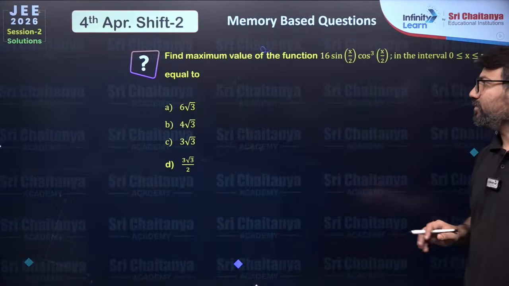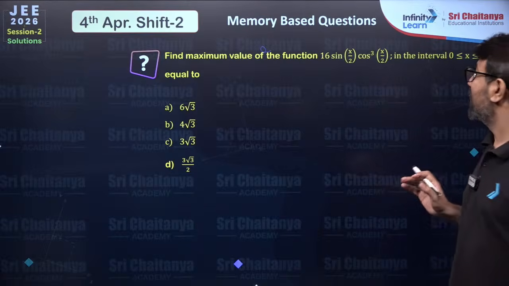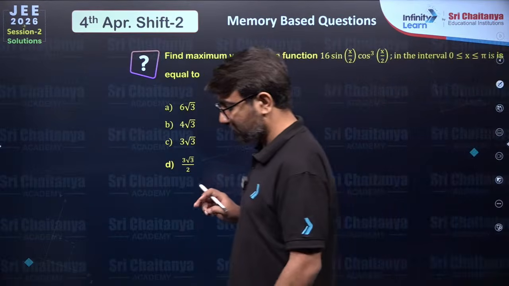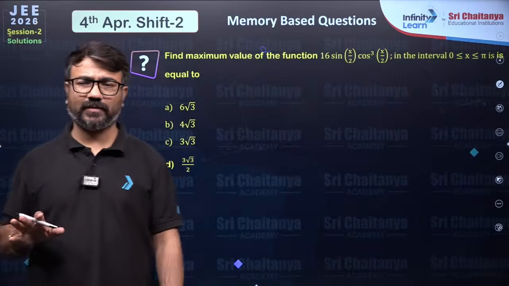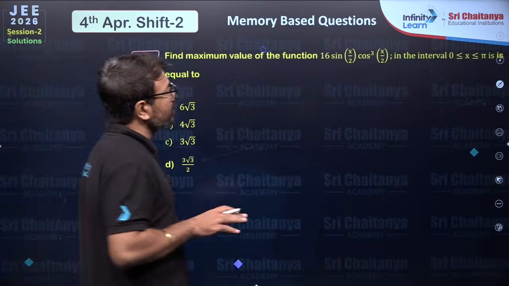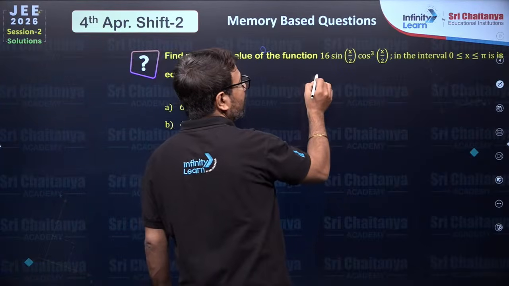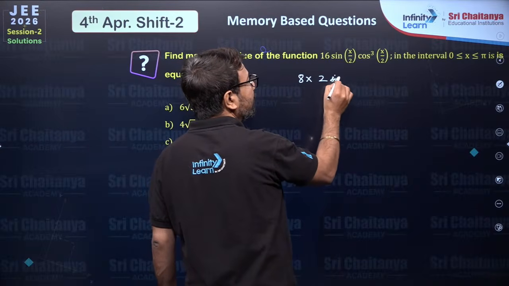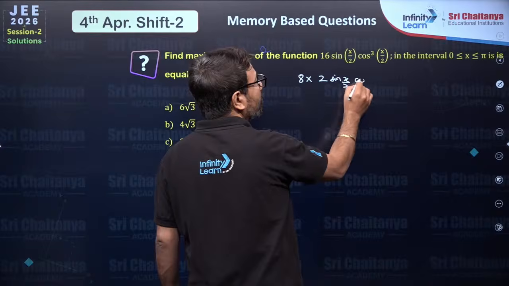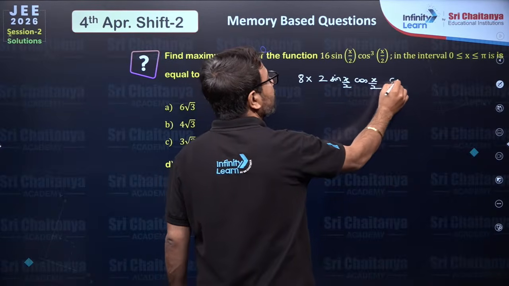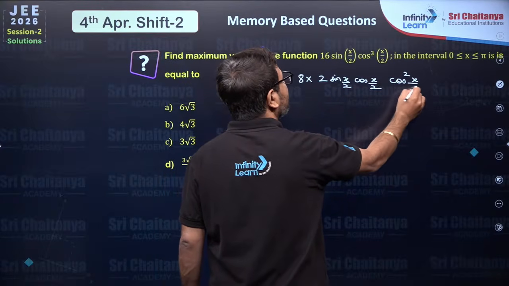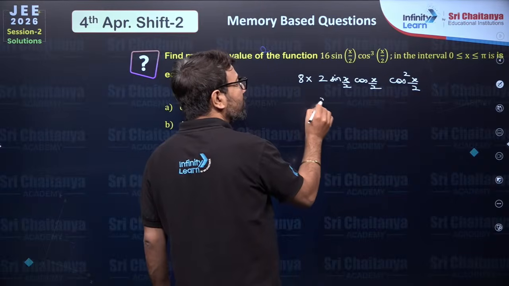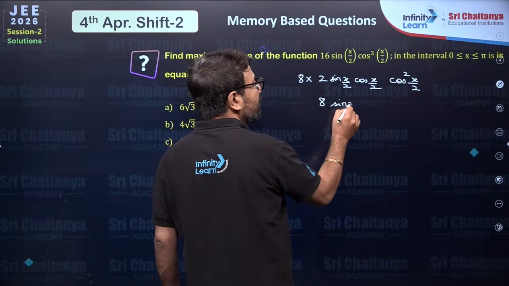All right. Now here is another question, they are asking us for the maximum value of this function. So how will you get the maximum value of this function? So, bache, you have 16, which can be written as 8 into 2. Then it is sin x by 2. Then it is cos x by 2. And cos square I am writing separately. Can I write in this way? Yes. So 2 into sine into cos, you already know that is sin x.